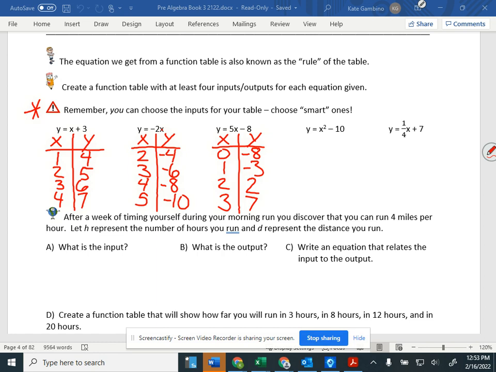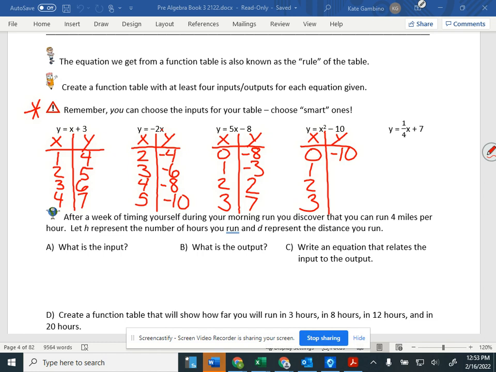Oh, now we have our squares. I love my squares. So what should I put for my inputs, my x's? Molly? 0, 1, 2, 3. So if I put a 0 in for x, what do I get for my answer? Maddie? -10. 0 squared is 0.